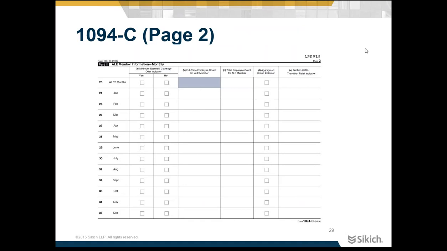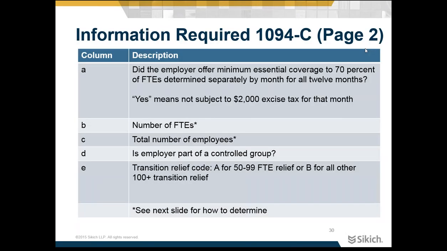Here's page 2 of the 1094C. Unlike other transmittals, this one has multiple pages to it. You have to indicate by month whether or not you met the minimum essential coverage, your full-time employees by month, your total employee count, and then there's some other coding for some transition relief and control groups.